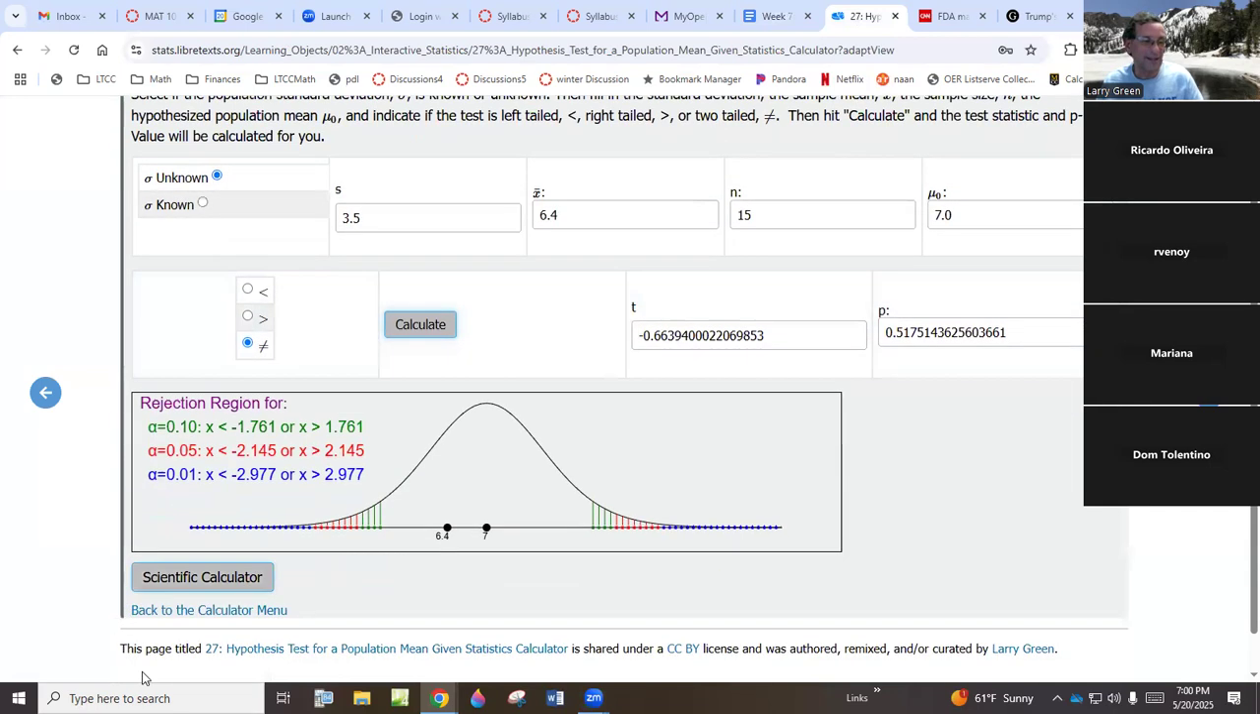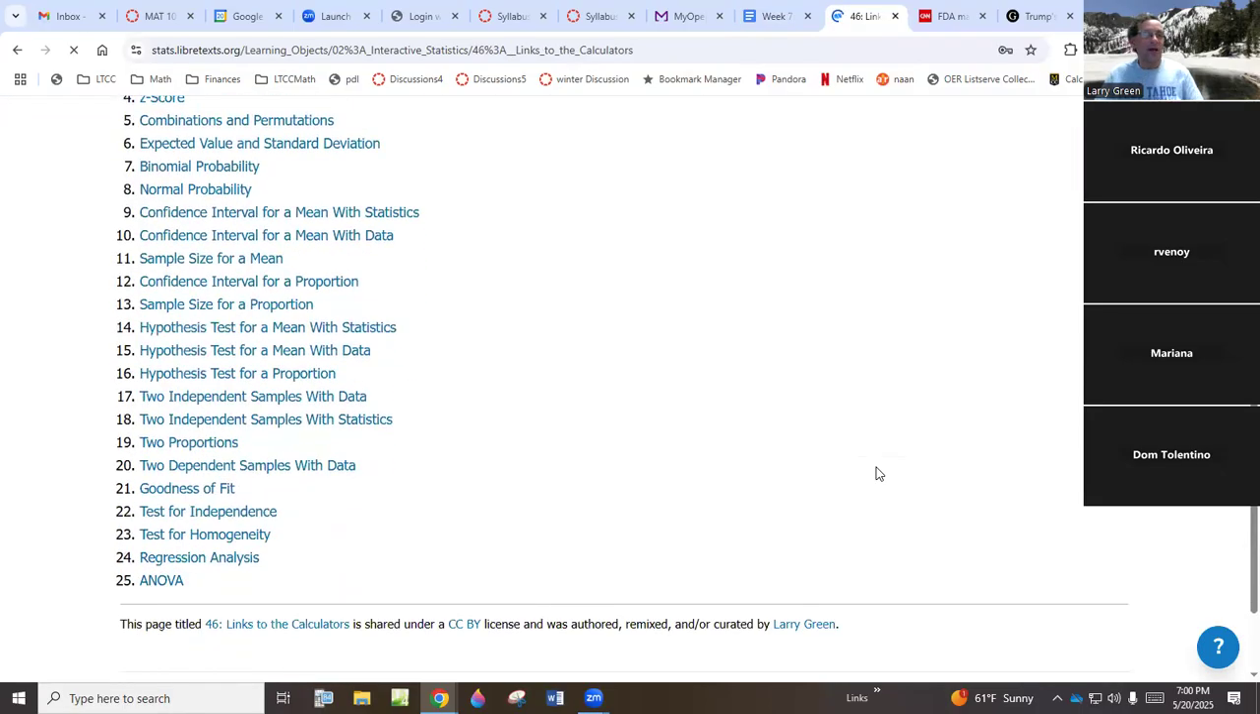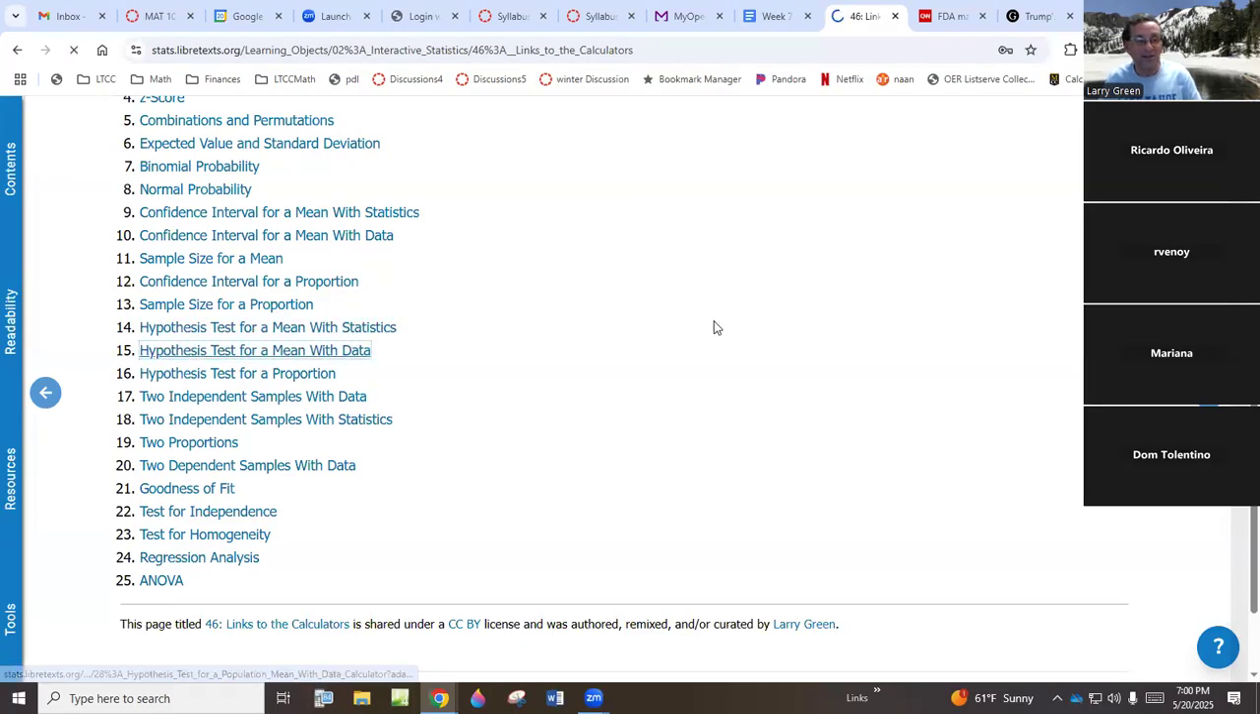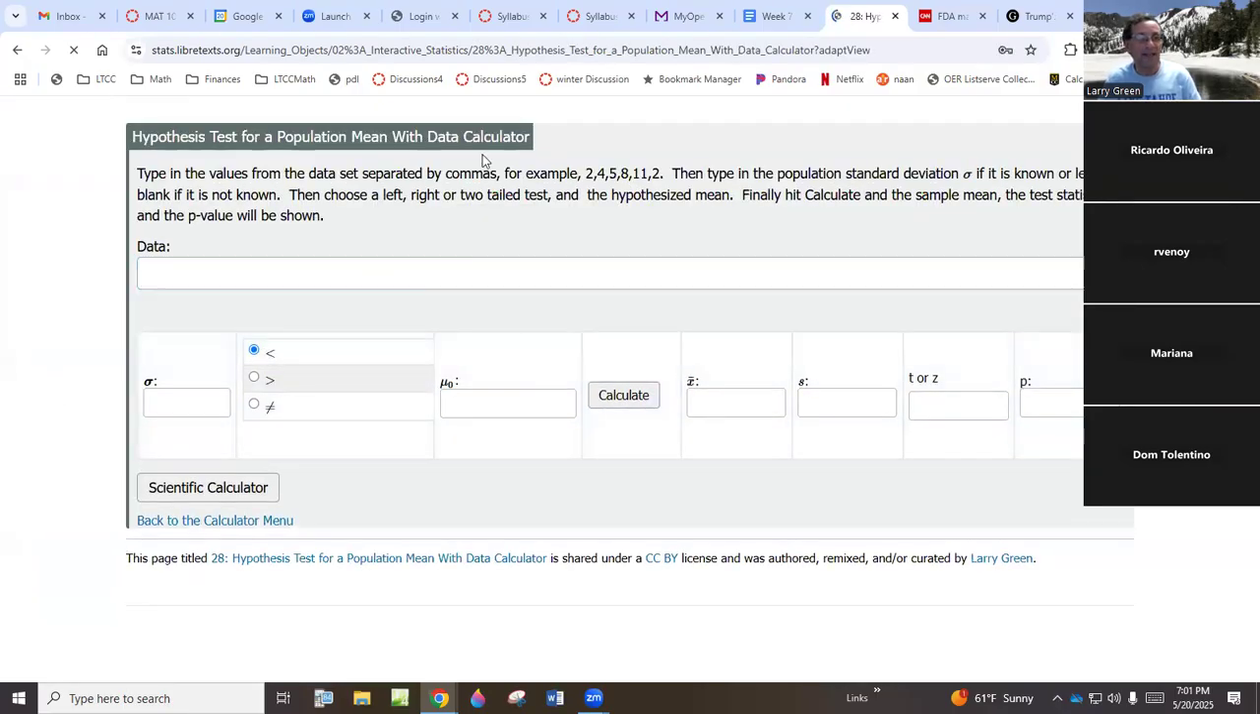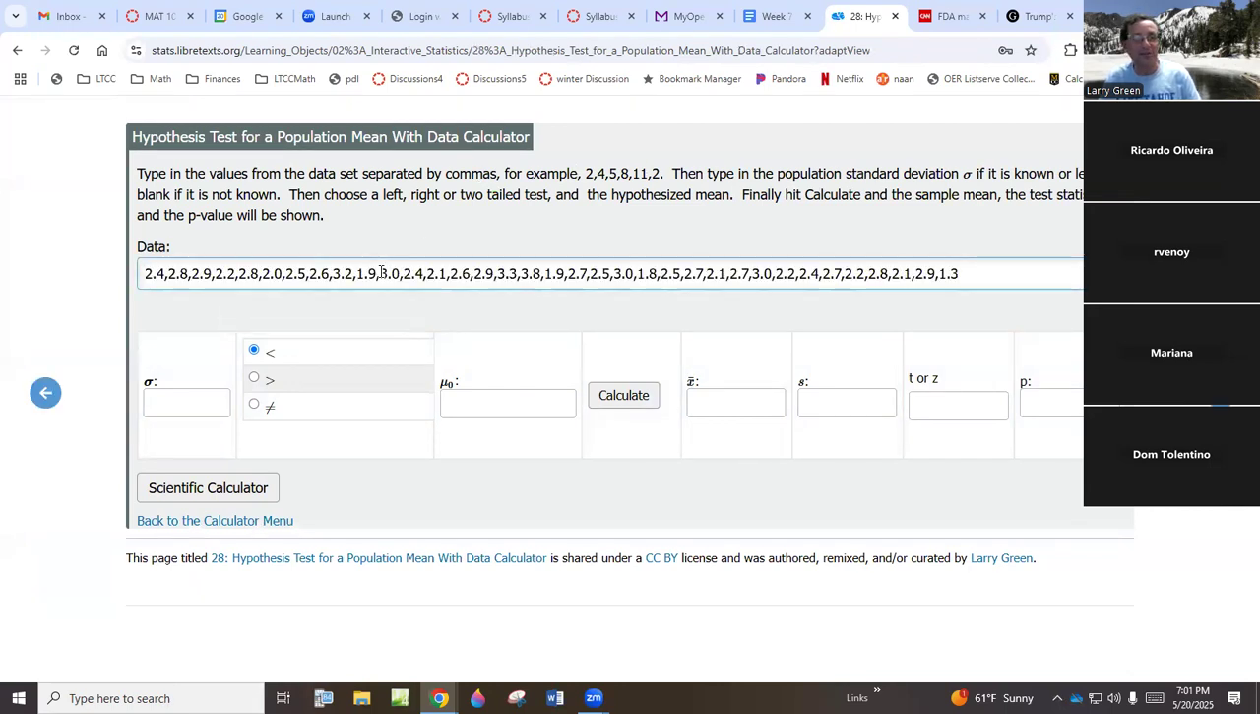Let's go back to the calculator. What calculator number do we do? This will be 15 because we're doing a hypothesis test. It's for a mean, it's a mu. And this time we have the data, not the statistics. So I'm going to click on that. And it says type in the data separated by commas. The nice thing is copy and paste works really well. Otherwise, this would have taken a long time.